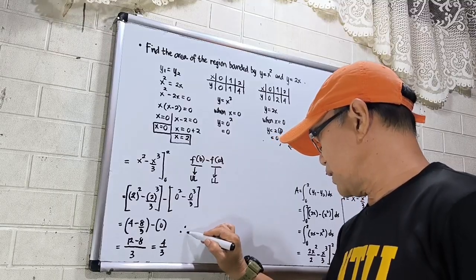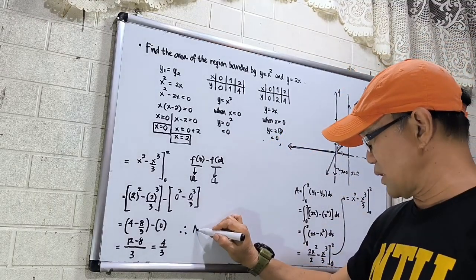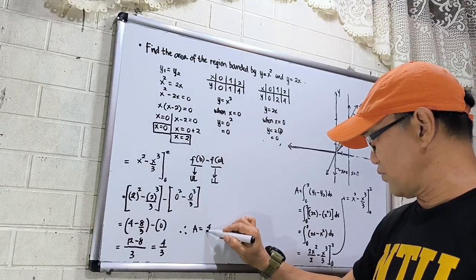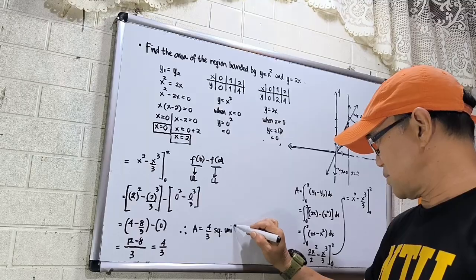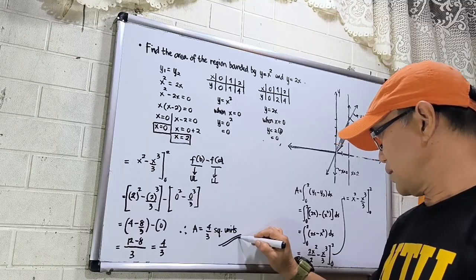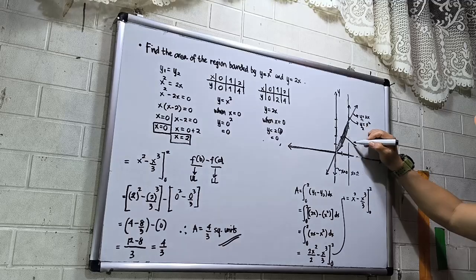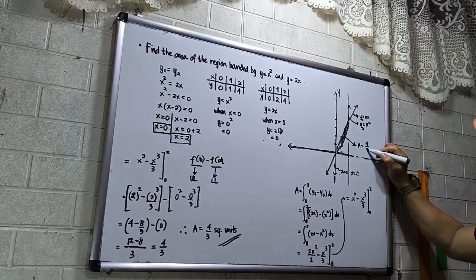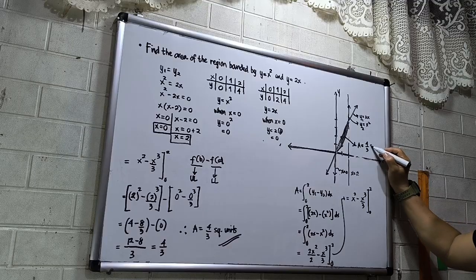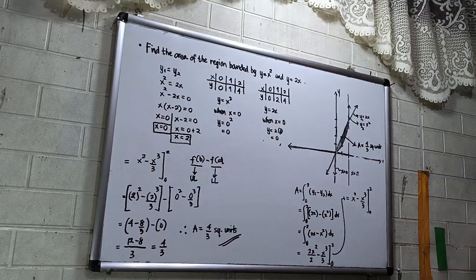Therefore, the area of this region is equal to 4 over 3 square units. So I have the value of this area, which is 4 over 3 square units. Okay, so that's all.